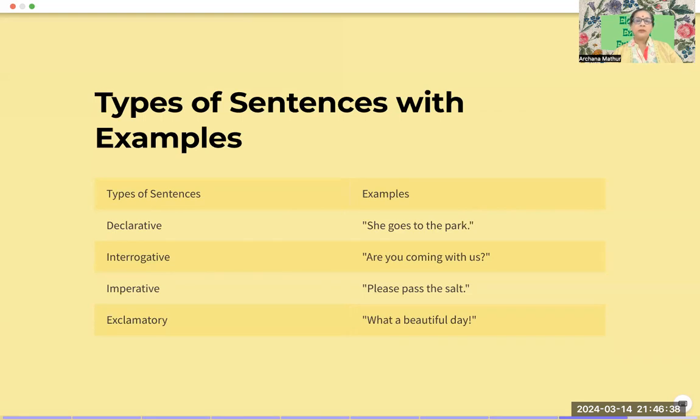Imperative is a kind of order. Please pass the salt. Go out of this room. When you give an order, you may even rebuke, like, get out of the room. So this also is a kind of order. This is an imperative statement. An exclamatory, of course: what a beautiful day. Oh, how happy I am to see you. So all these are the 4 types of sentences: declarative, interrogative, imperative, and exclamatory.